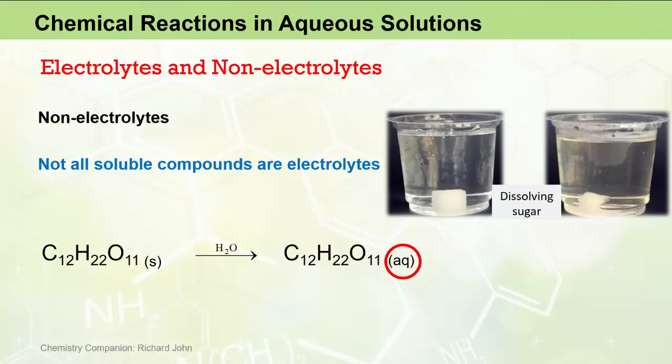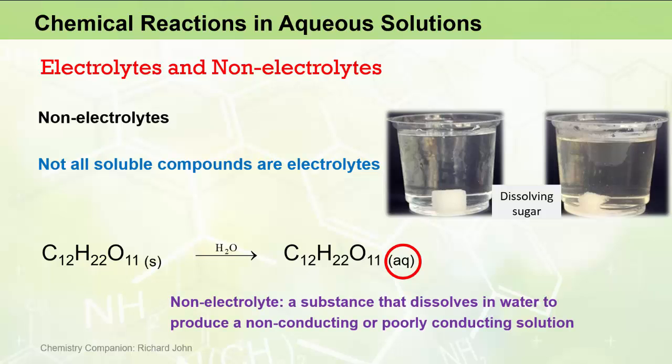Now, a substance such as sucrose would be considered a non-electrolyte, being a substance that, even though it dissolves in water, it produces a non-conducting or poorly conducting solution. Again, due to the fact that no mobile ions are formed.